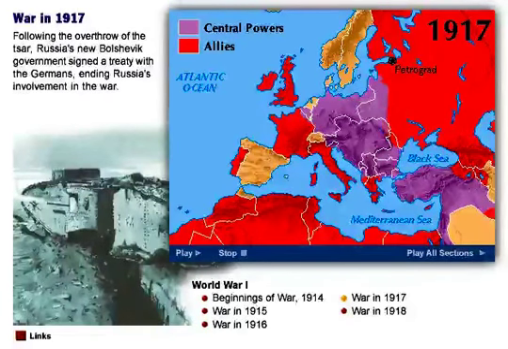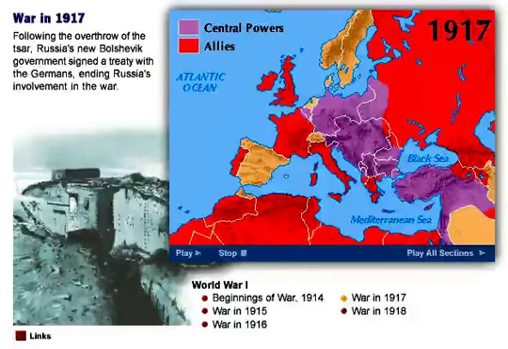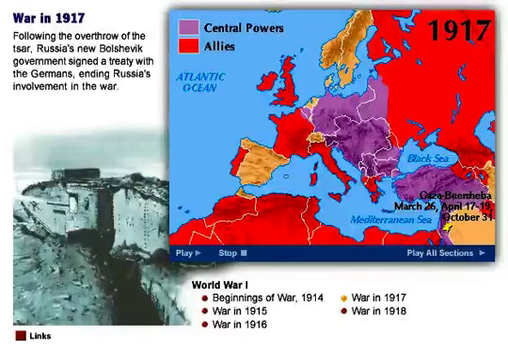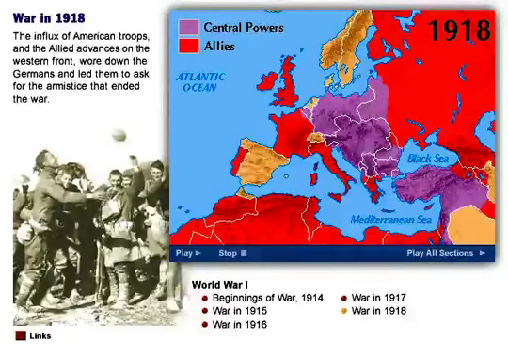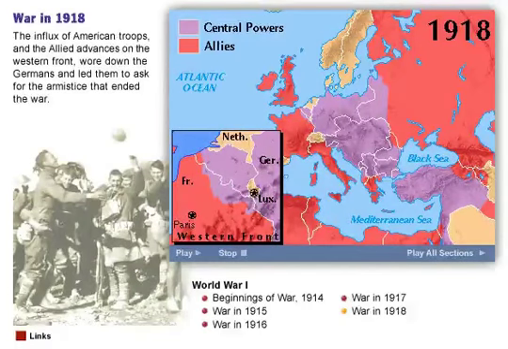As the Russian army disintegrated, the Germans recaptured lost ground, and in December the Bolshevik government signed a truce with Germany, effectively ending Russian participation in the war. In the Middle East, the British took Baghdad and, breaking through Turkish defenses in Palestine, entered Jerusalem. By 1918, fresh American troops began to reach the Western Front in increasing numbers.